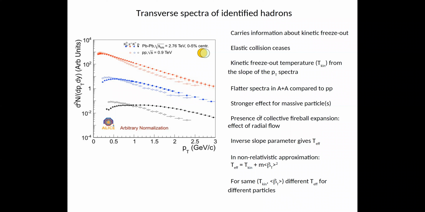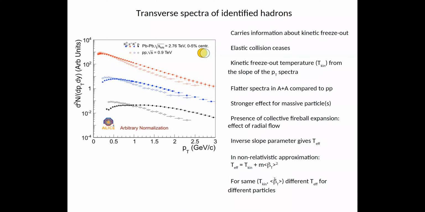And in the non-relativistic limit, one can show that the slope of the pT spectra, what you measure, is T effective. So you can describe the spectra in AA collisions as e to the power minus pT by T effective, or e to the power minus mT by T effective. Okay. So this T effective is known as the effective temperature, which has the actual kinetic freeze out temperature, T kinetic, as well as a flow term, which is m times beta T square, where beta T is the average radial expansion velocity.